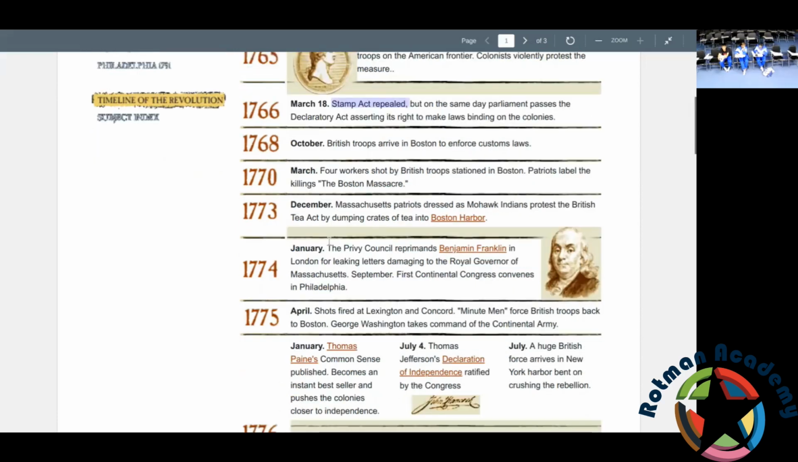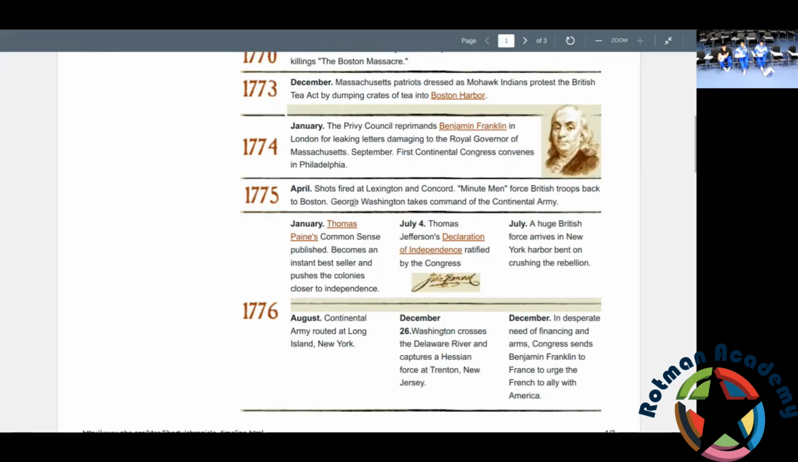In 1775, George Washington takes command of the Continental Army. And we will learn more about all of these things coming up in the future. Shots fired at Lexington, and Minutemen forced British troops back to Boston. Minutemen were soldiers that were ready to fight in a minute, quickly. That will be a vocabulary word in the future. Okay?